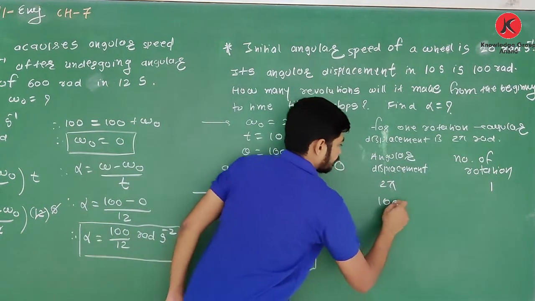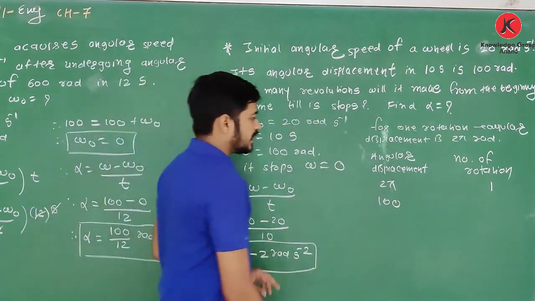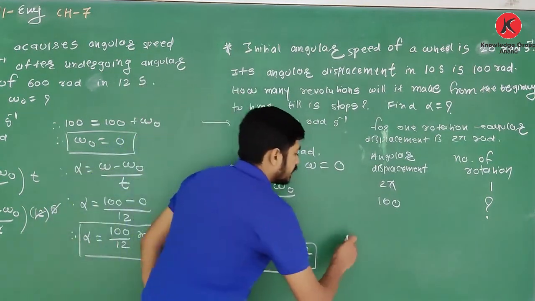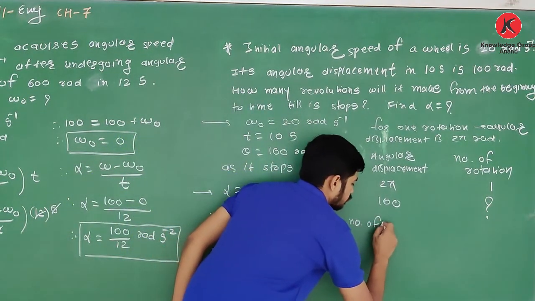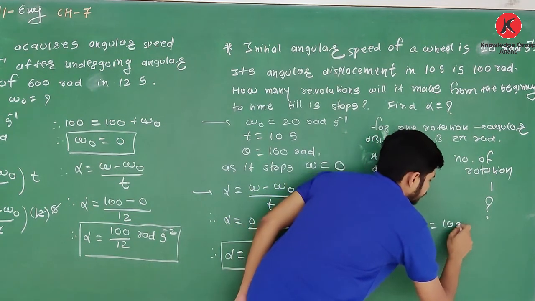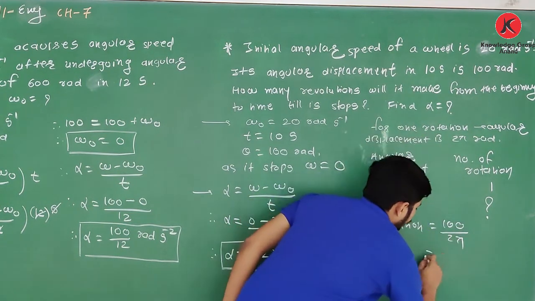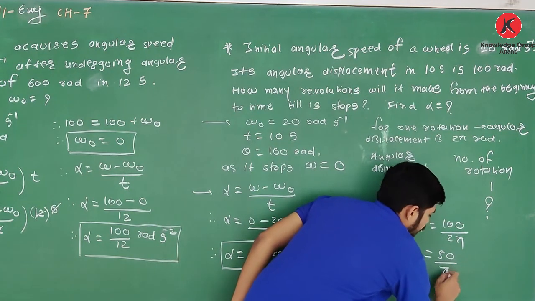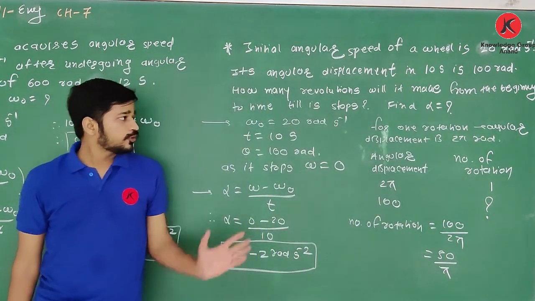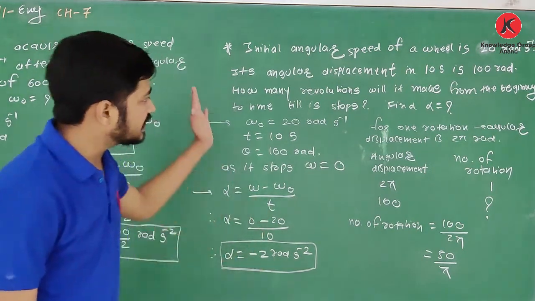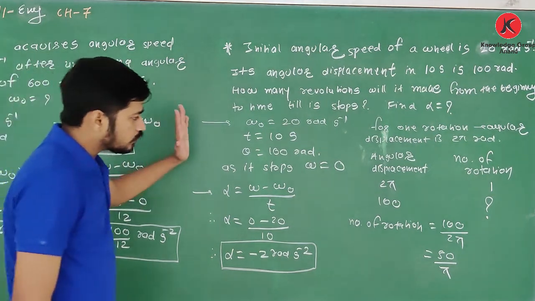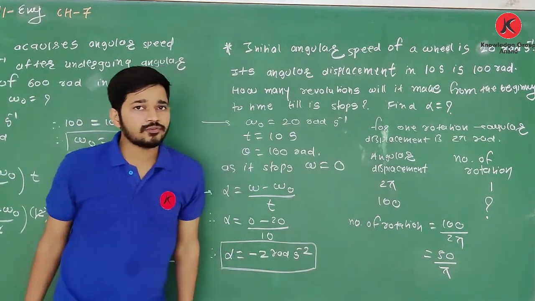So for an angular displacement of 100 radian, you can easily find the number of rotations: it is equal to 100 divided by 2 pi, which is 50 upon pi. Clear? So this is an easy question. You have to understand the language, what you have to find and how to find. Clear? So this is it for today.